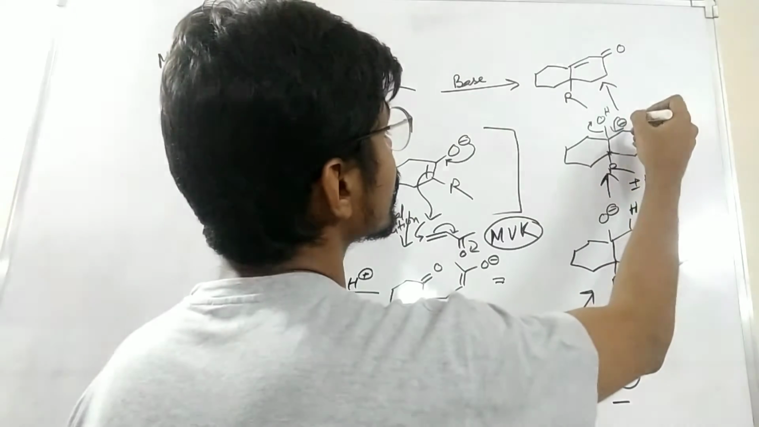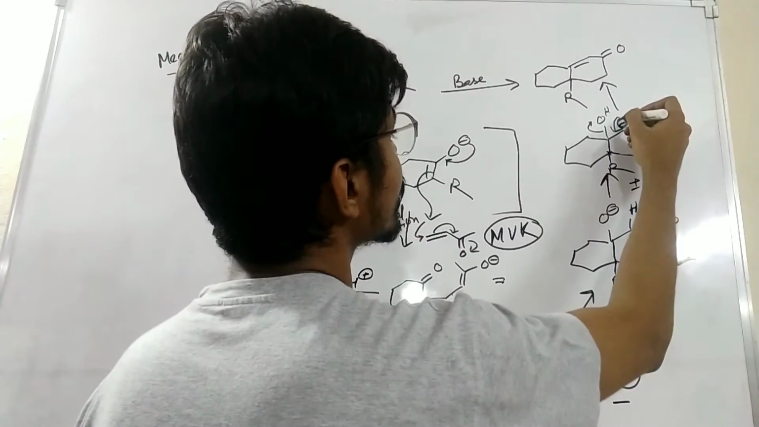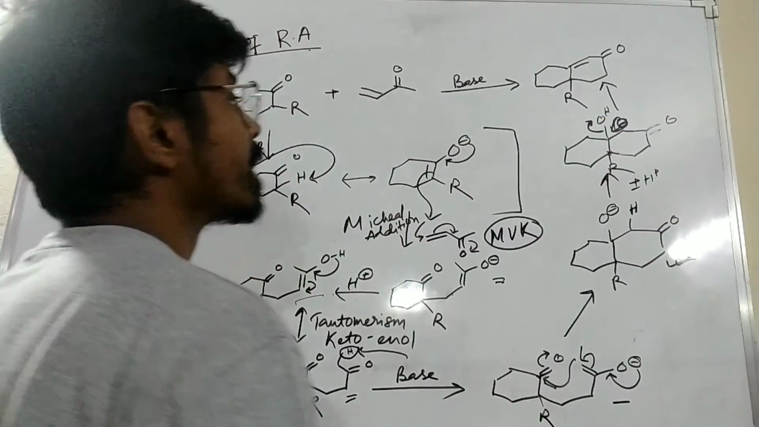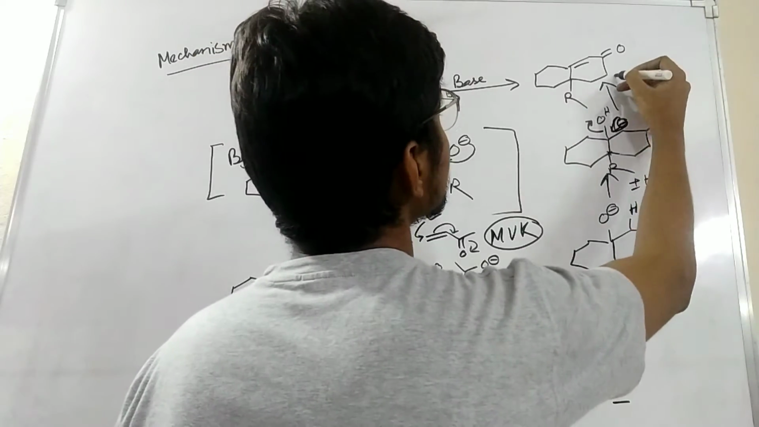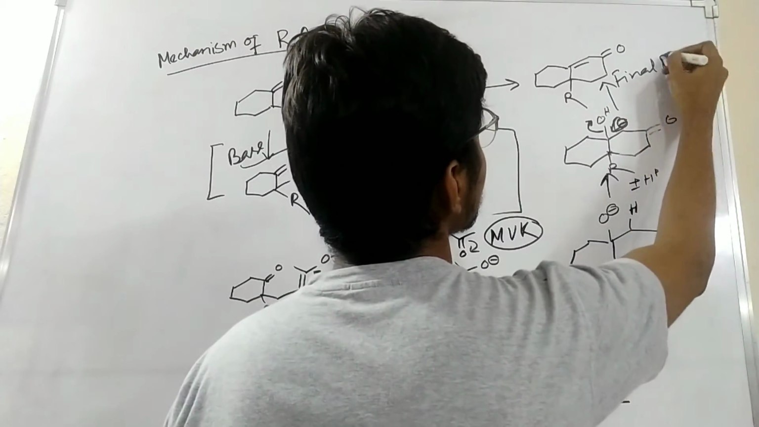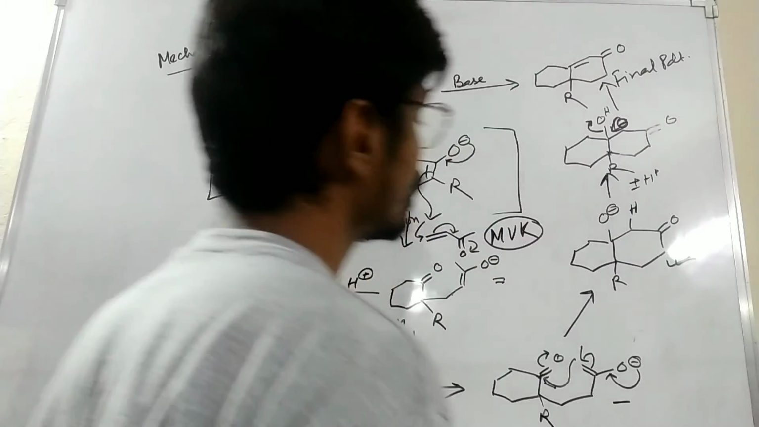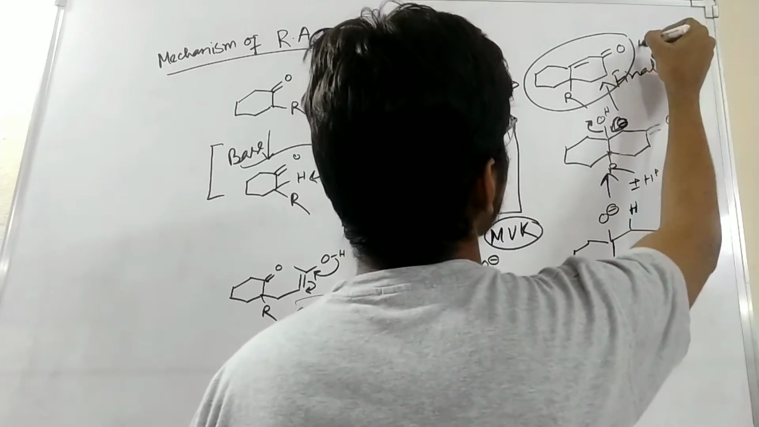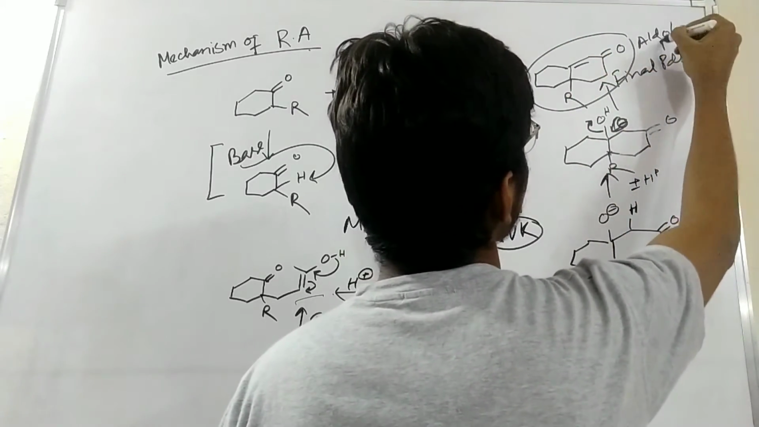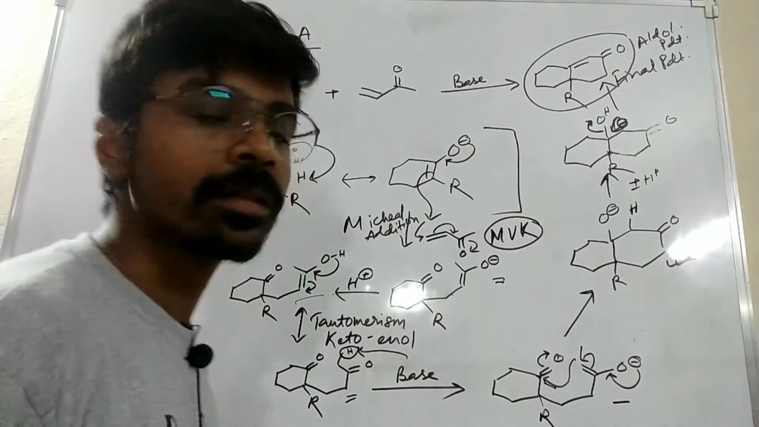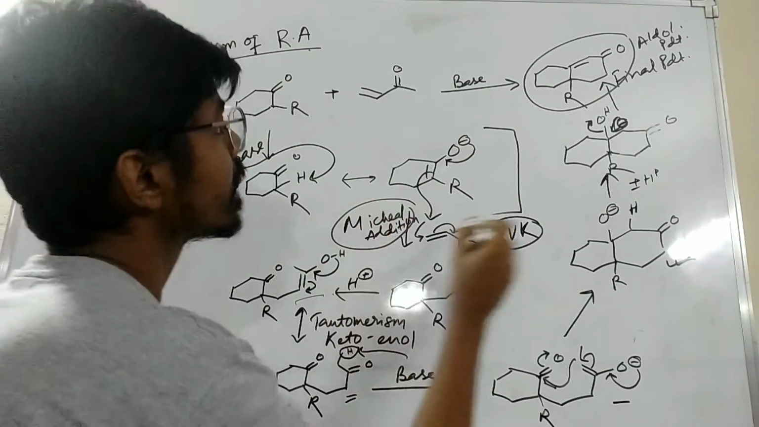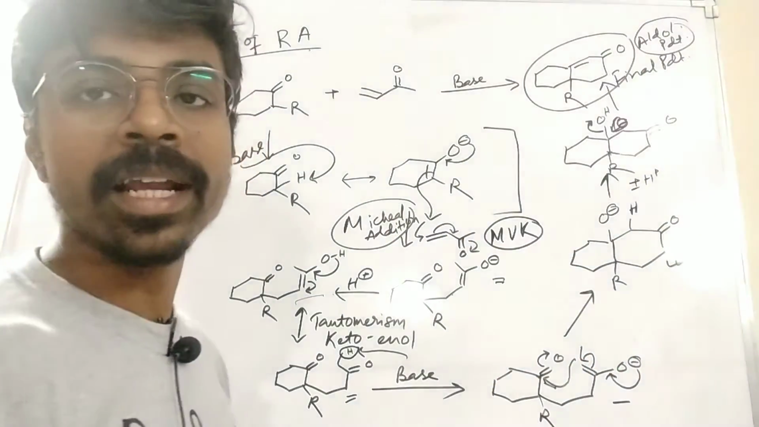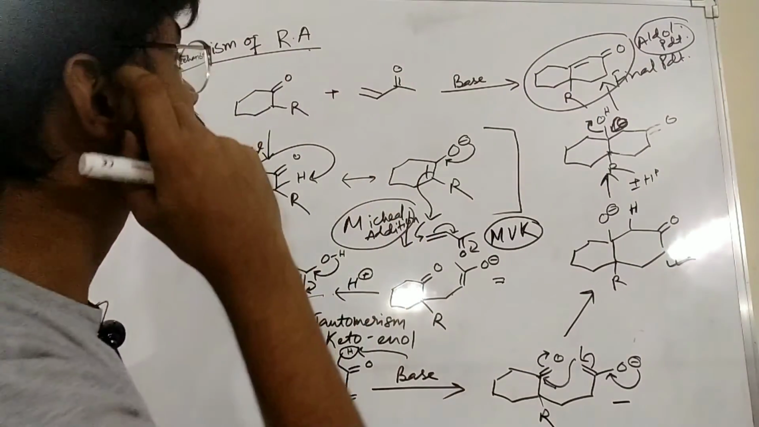Then this negative charge will migrate here and the hydroxyl will eliminate. Ultimately this will be our final product. So we can say that this will be our aldol condensation product. So here is the Michael addition and this is the aldol condensation. So in combination of Michael addition and aldol condensation, Robinson annulation is taking place.